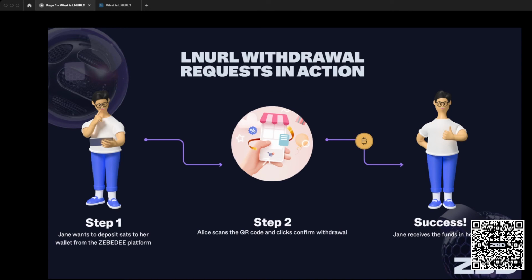All right, so here's lnurl withdrawal request in action. Step 1, Jane wants to deposit sats into her wallet from the Zebedee platform. Jane scans the QR code and clicks confirm withdrawal, and then that's it. Jane receives the funds right into her app. So really straightforward. The experience works the same on desktop. Instead of scanning with the phone, they would just click the QR code or click the button, which then, if they have a browser extension, will handle it really easily, in the same fashion.